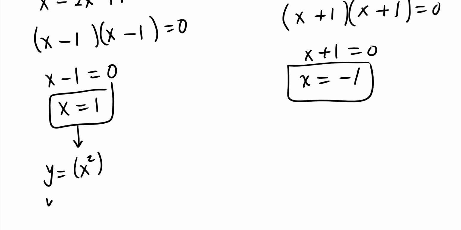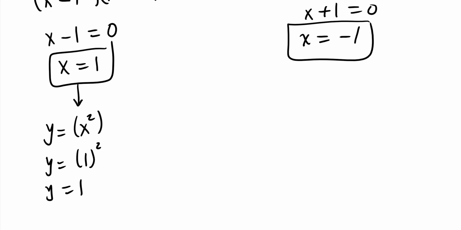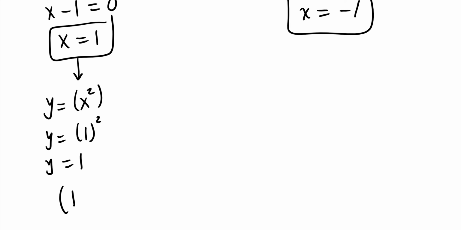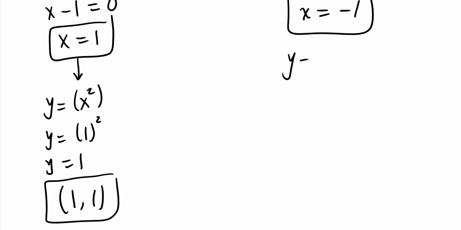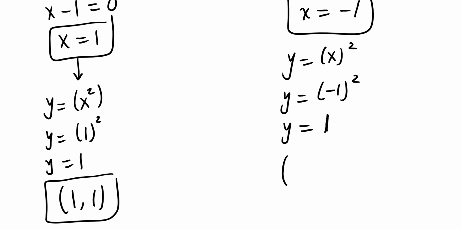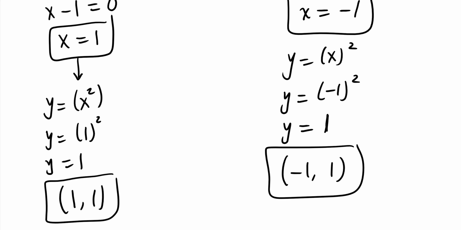So if you substitute x equals 1 here, 1 squared is 1. So the solution becomes 1, 1. And here, y equals x squared. Y equals negative 1 squared. When you square negative 1, it is 1. So negative 1 comma 1. That's the other one. So we got two solutions here.